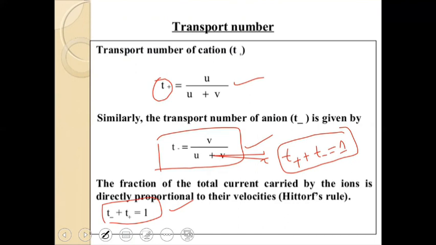So this is about transport number. Then how can you calculate the transport number of any electrolyte? There is one method, called the Hittorf method. By using the Hittorf method, we can easily determine the transport number of any ion.